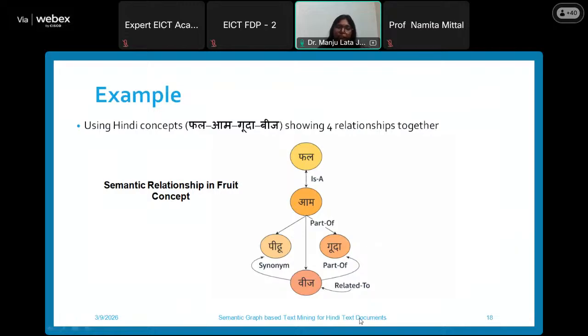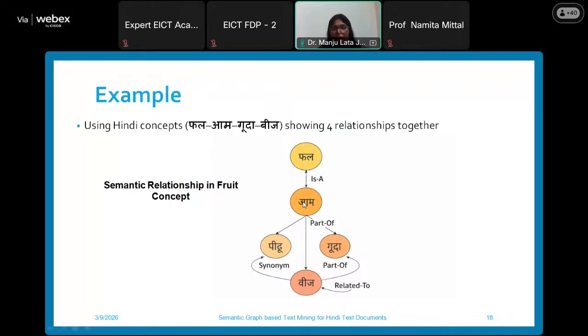This is a snapshot of the example we were discussing, related to fruits. So Phal and Aam both share the is-a relationship, meaning Aam is a Phal. This is a kind of semantic graph as well. Both terms share the is-a relationship. Aam is a specialization of Phal.